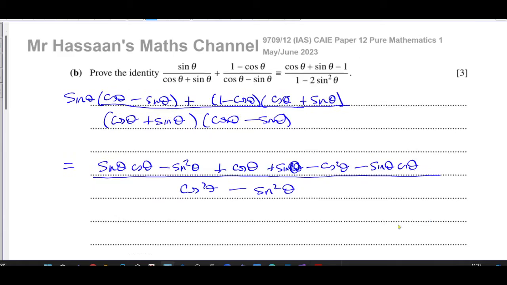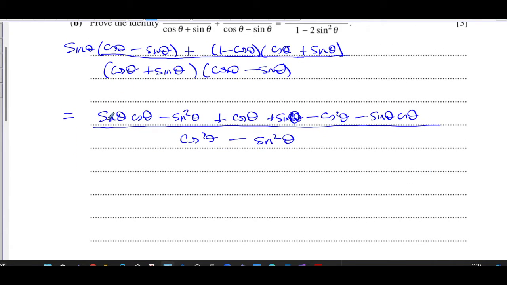All right, so now we can see a few things are going to happen here. You have sine theta times cosine theta minus sine theta times cosine theta. They will cancel out. And you've got cosine theta plus sine theta, and you've got these two together. I'll write them together: minus sine squared theta minus cosine squared theta over.